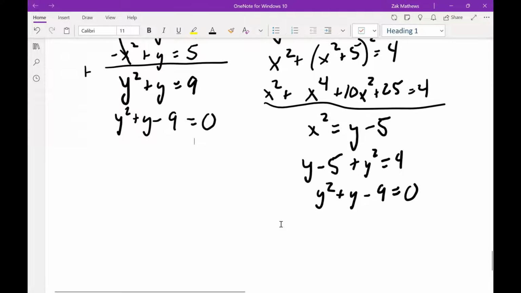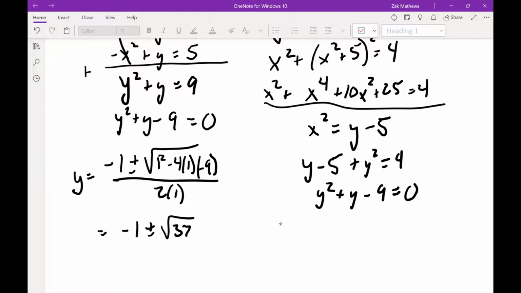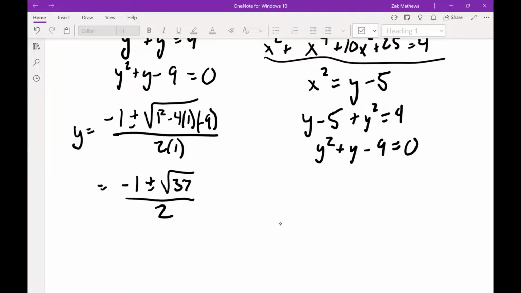So now I'm at the same point. I'm going to go ahead and solve this out. I don't know how to factor this, y squared plus y minus 9, so I'm going to have to use the quadratic formula. So y would be equal to negative 1 plus or minus the square root of 1 squared minus 4 times the a times the c, all over 2 times the a. I do a lot of simplification, so negative 1 plus or minus the square root of 1 plus 36, which would be 37, all over 2.